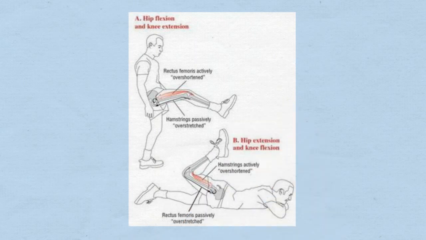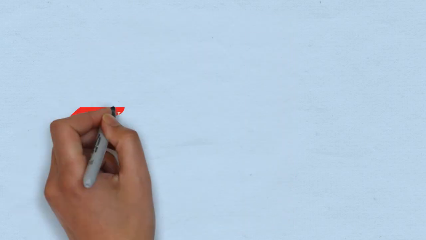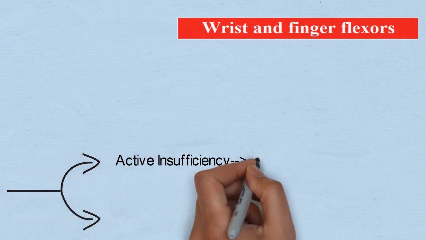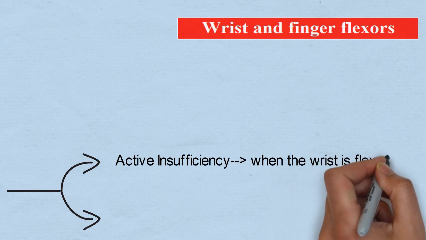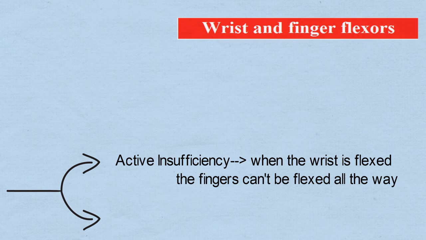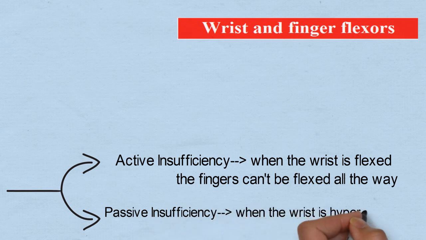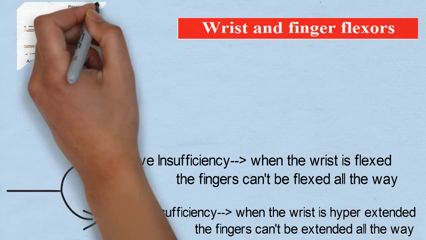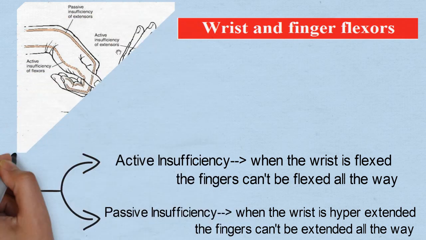Another example is wrist and finger flexors. Active insufficiency for wrist flexors: when the wrist is flexed, the fingers can't be flexed all the way. The wrist flexors are actively involved at all the joints, so it fails. What is passive insufficiency for flexors? When the wrist is hyperextended, the fingers can't be extended all the way, which is passive insufficiency for wrist and finger flexors.